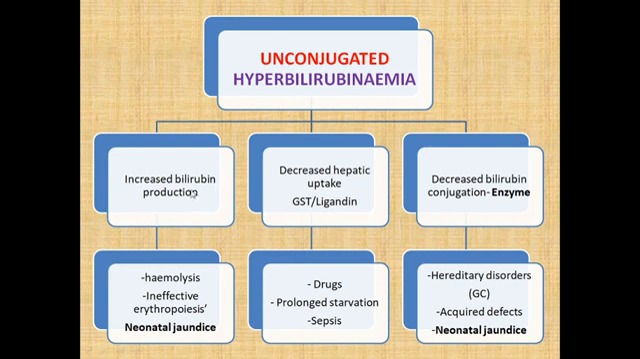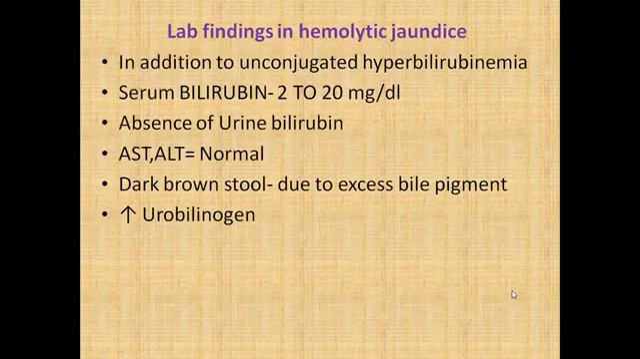First, increased production of bilirubin. Excessive RBC lysis occurs in neonates, which leads to unconjugated hyperbilirubinemia, and there is decreased bilirubin conjugation because there is enzymatic deficiency in early life of neonates, which hampers the conjugation process. So in neonatal jaundice, step 1 and step 3 both are affected.